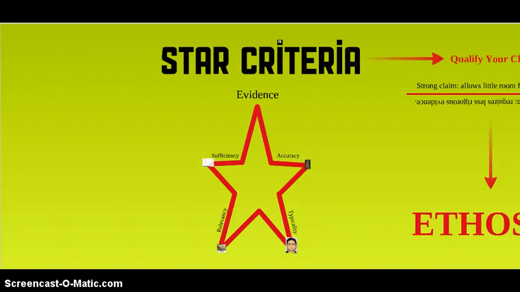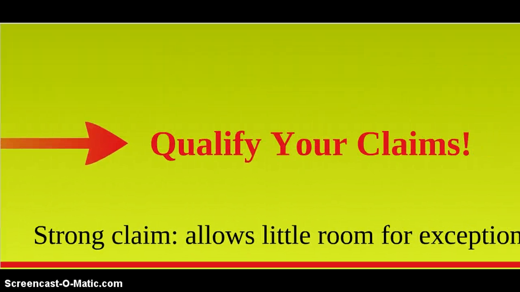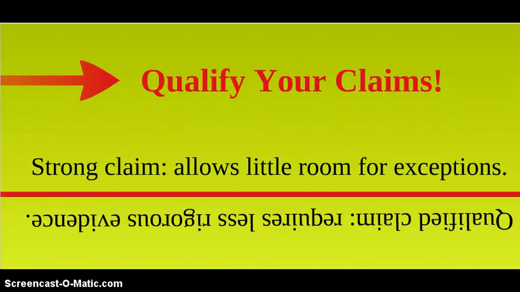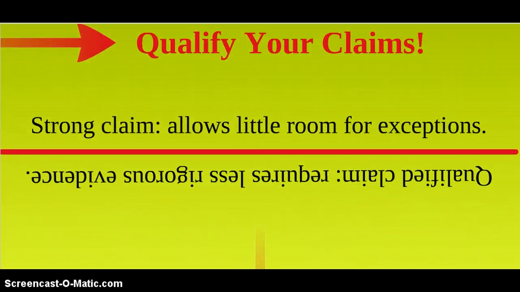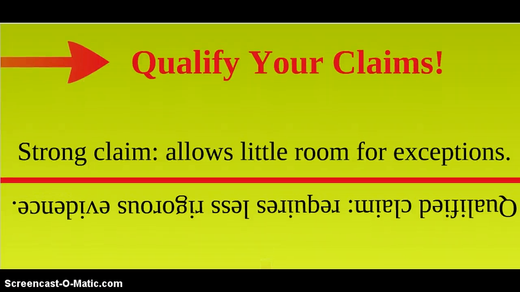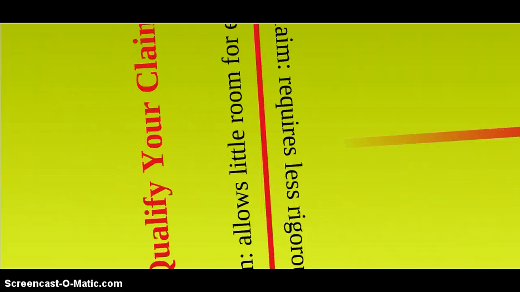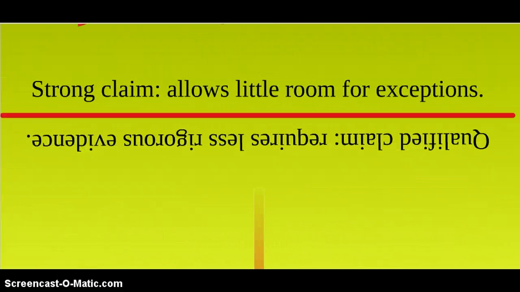But in order to find evidence that meets the STAR criteria, you'll need to qualify your claims. A strong claim is a claim that allows little room for exceptions. A qualified claim, on the other hand, requires less rigorous evidence because it leaves room for exceptions. You would never be able to prove that a phenomenon occurs always in every single case. So you want to soften or qualify your claim so that you don't need as much evidence to prove it.